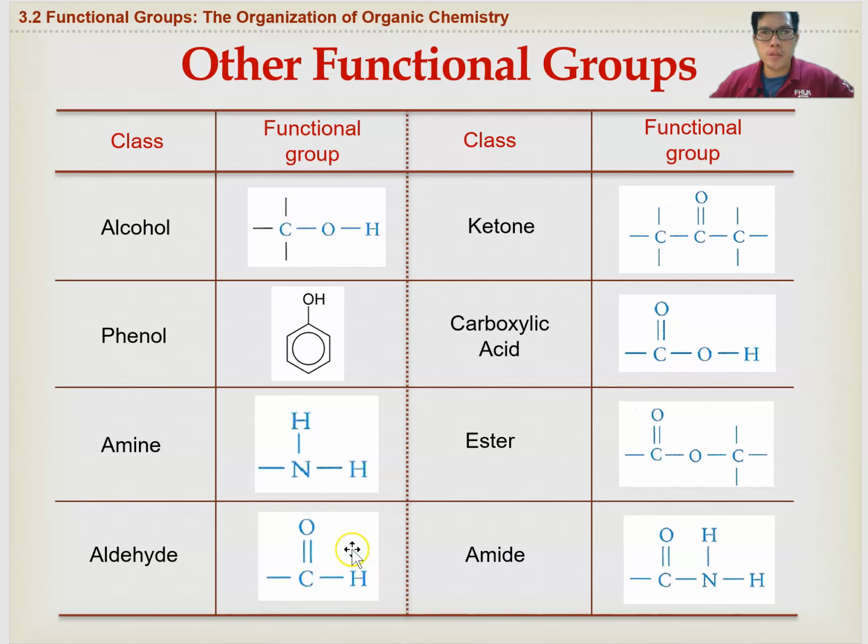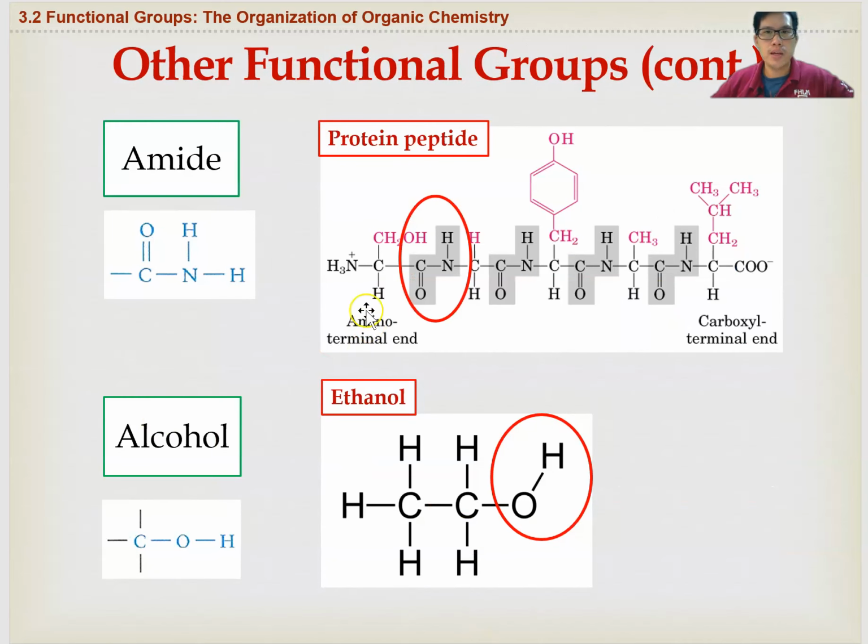Ketones are very related to aldehydes. The carbonyl group is in the middle of the hydrocarbon chain, whereas in the aldehyde it is at the end. The carboxylic acid group is C double bond O, OH. Ester is where they have this ester bond. Esters are frequently found in fats and oils. Amides are in protein, C double bond O and N H. You can see proteins contain amide, C double bond O and N H.